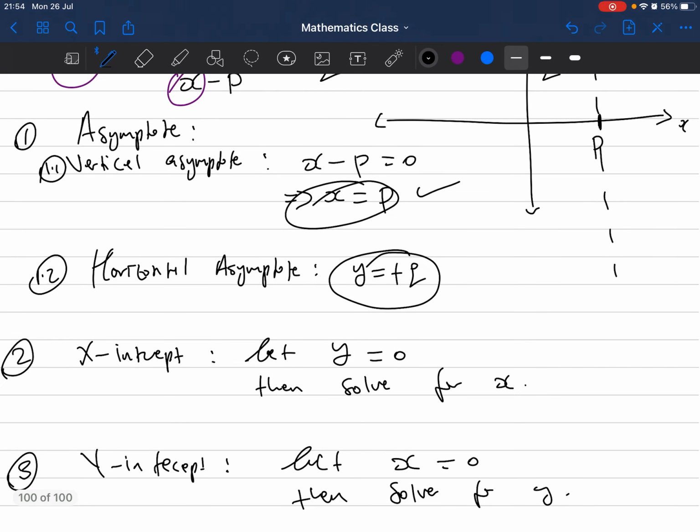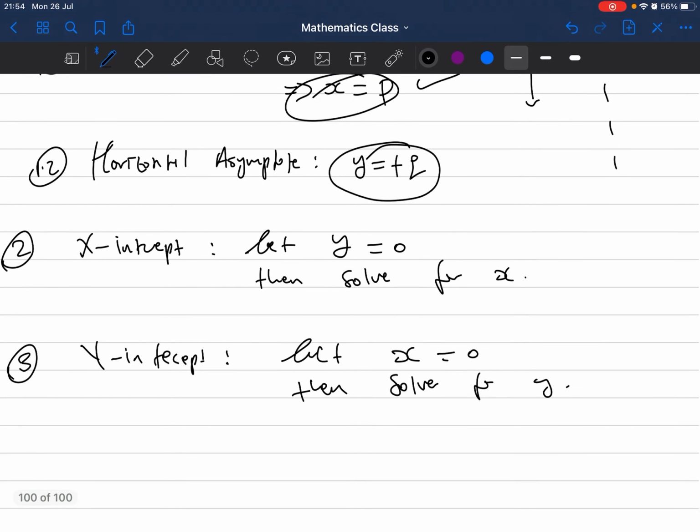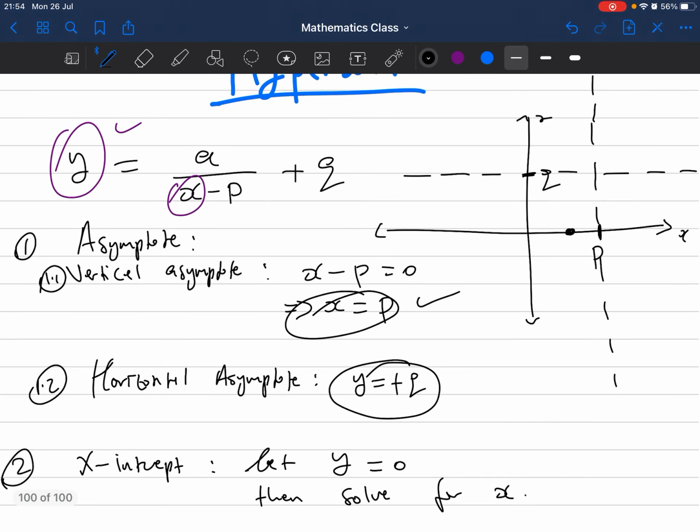Okay, and then your x-intercept is when y is equal to 0. It can be here, it can be somewhere there, it can be somewhere there. That's your x-intercept, right? Let's say your x-intercept is somewhere here. And then your y-intercept, let's say your y-intercept is somewhere here. Okay, so if that's your x-intercept, that's your y-intercept, then your graph will look like that.